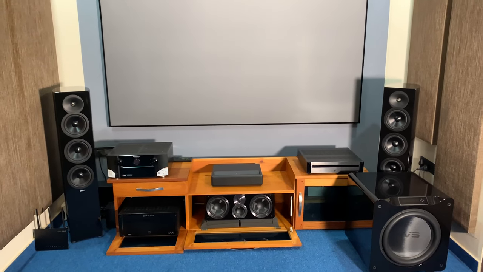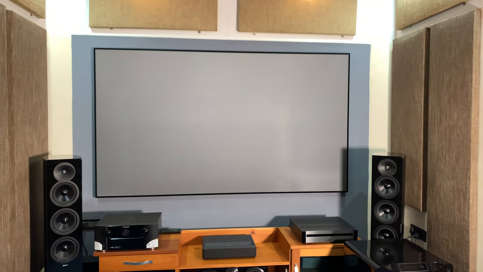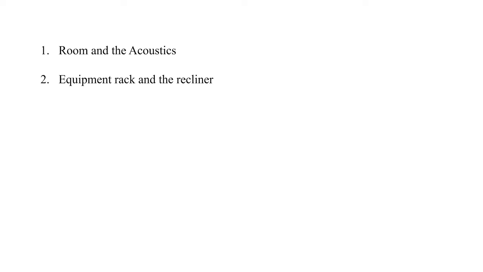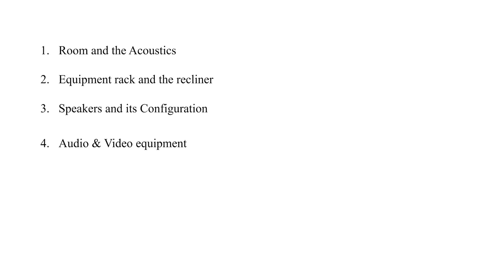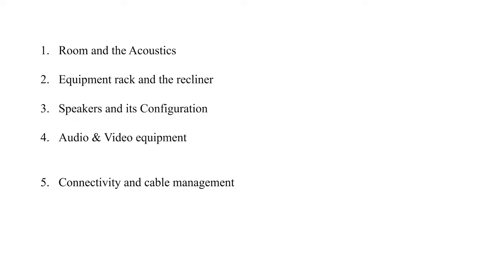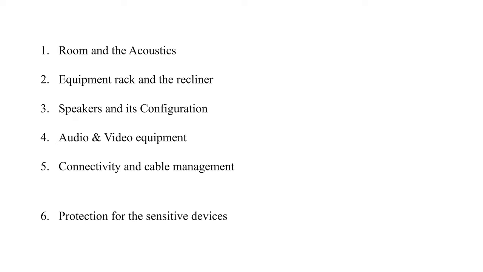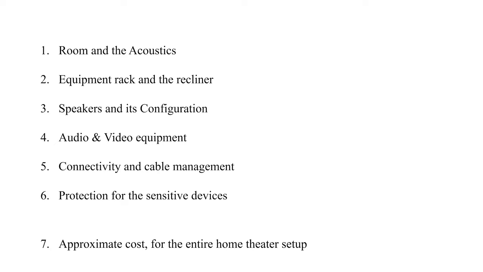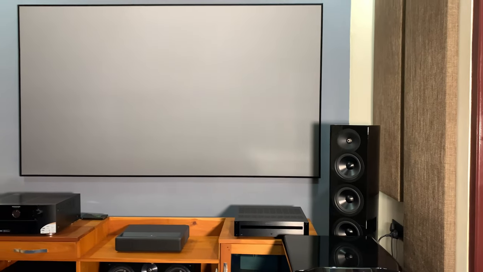This video may be a little longer when compared to my usual uploads, so I will split this video into 7 chapters: the room and the acoustics, the equipment rack and the recliner, the speakers and their configuration, the audio video equipment, the connectivity and cable management, the protection for the sensitive equipment, and the approximate cost for the entire home theater setup. So let's get to it.